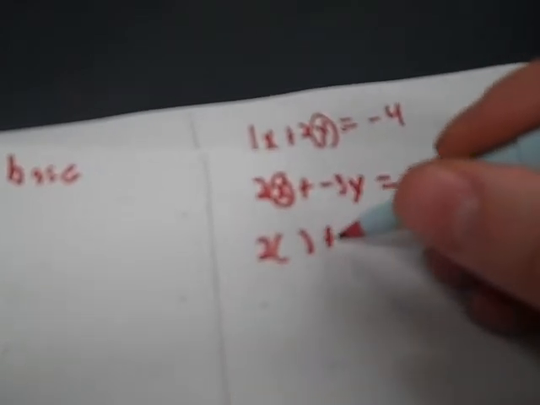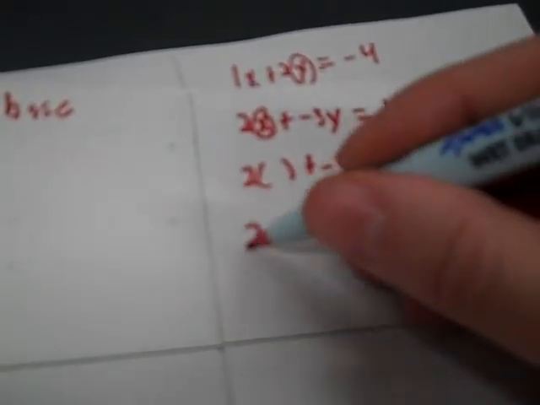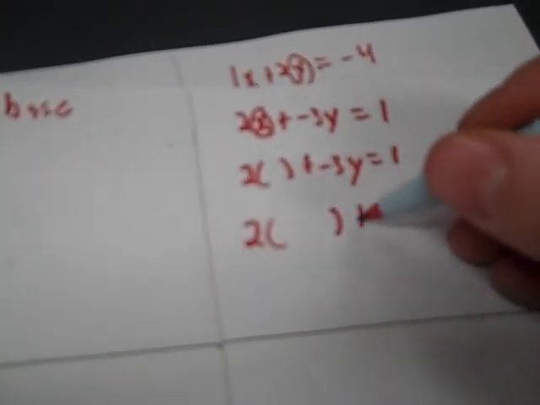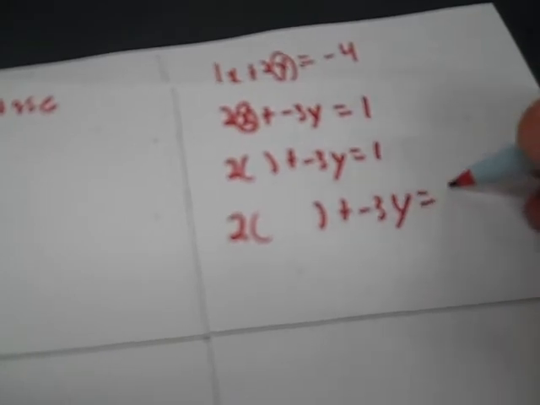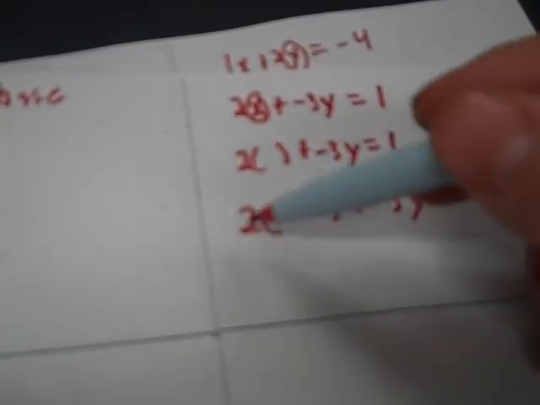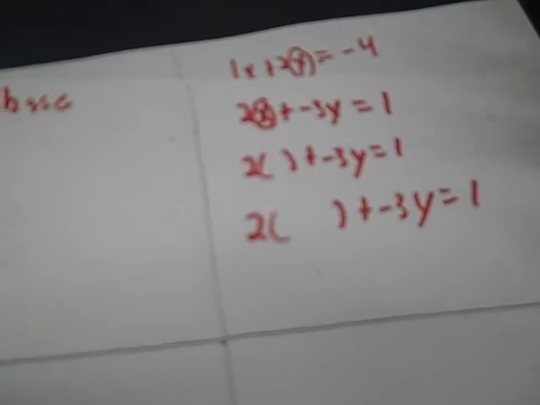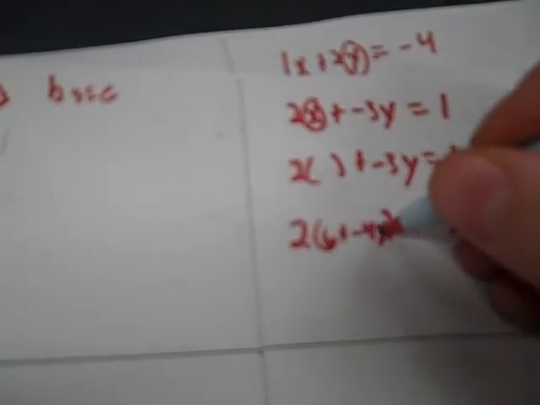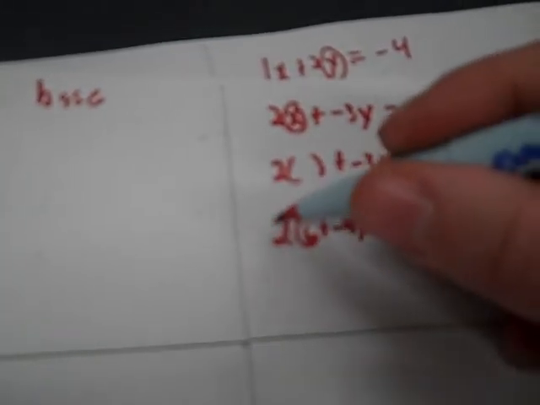Okay, you got to circle one of the letters. It's x in the box, so I circle the x. So I've got 2 parentheses plus negative 3y equals 1. Now make that parentheses so it is longer. You write the same thing here that you do here, just make your parentheses longer. Okay, and I can replace that with 6 plus negative 4y.